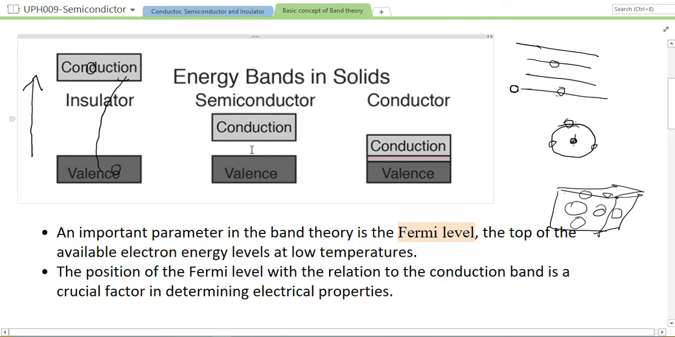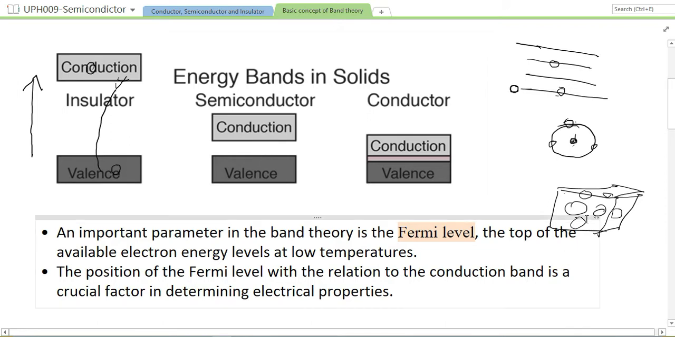So if you raise the temperature, then some of the electrons in the valence band can get some thermal energy and jump from the valence band to the conduction band. And that's how they can conduct some current. But you can also enhance the conductivity by doing something else. And that something else is called putting some impurity, or doping.